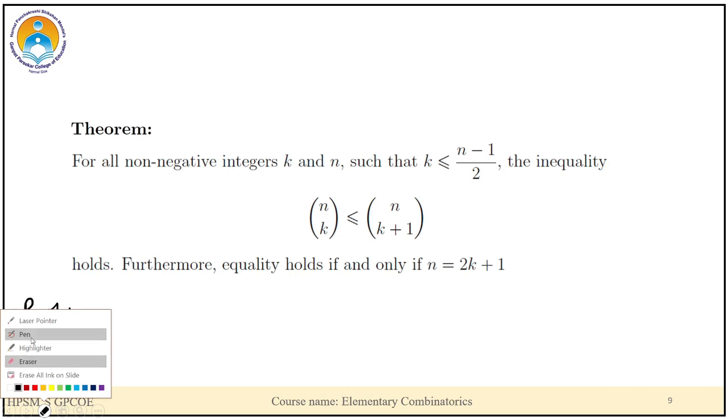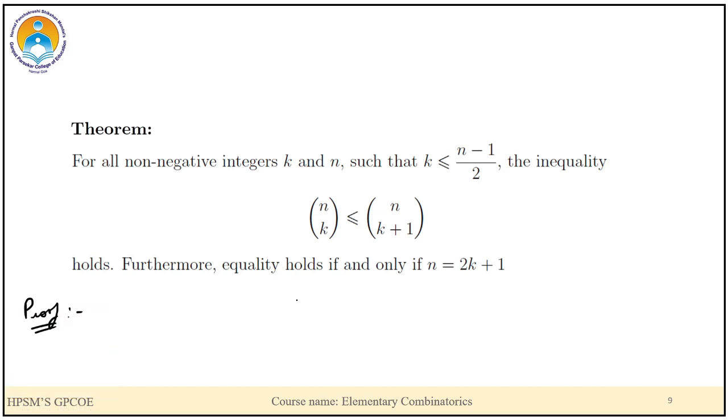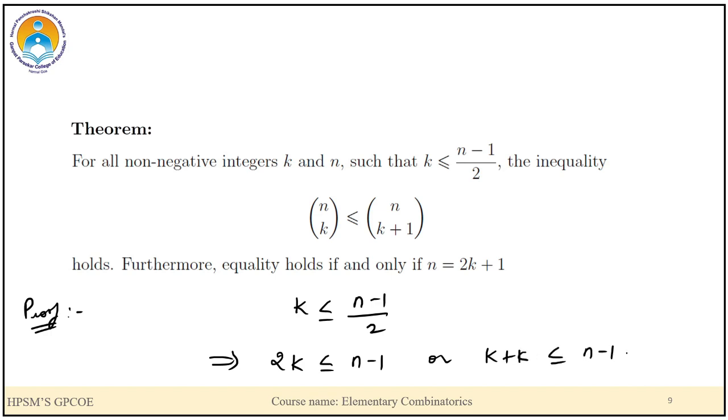So let us start with the proof. I have k less than or equal to (n minus 1) over 2. This implies 2k is less than or equal to n minus 1, or k plus k is less than or equal to n minus 1. Moving that minus 1 to the left and one of the k's to the right, I get k plus 1 is less than or equal to n minus k, which implies 1 upon (n minus k) is less than or equal to 1 upon (k plus 1). I have simply taken the reciprocals on both sides, which reverses my inequality.